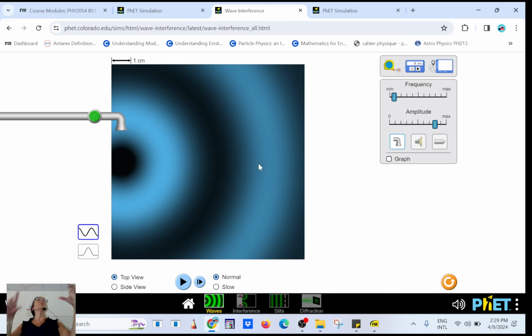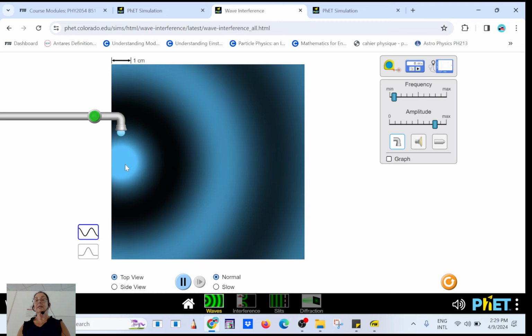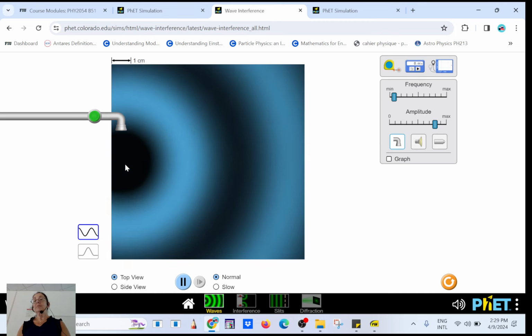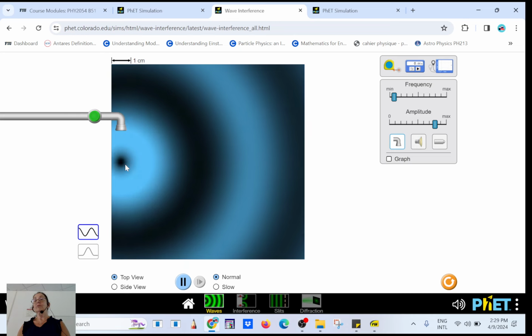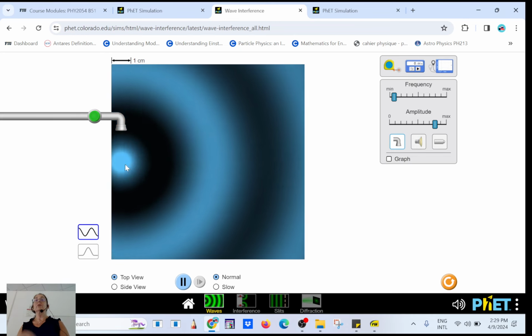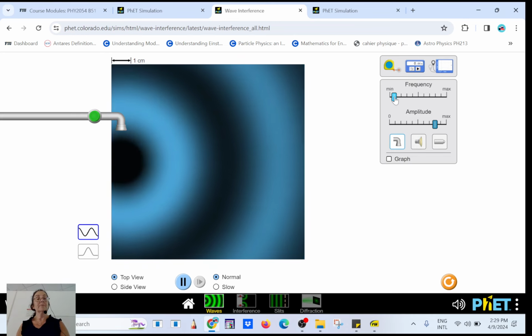So that means you take a picture at a given time, a snapshot, and you see the distance between crest and crest. That will be the wavelength. Now, if you stay at one given position, the time it takes to go crest, trough, crest, that will be the period.